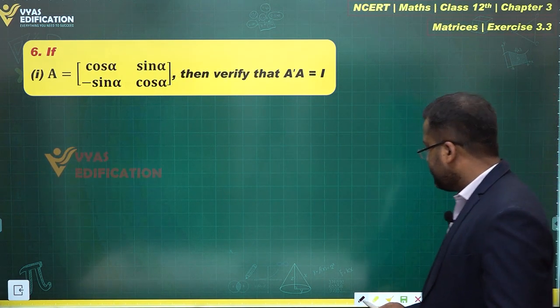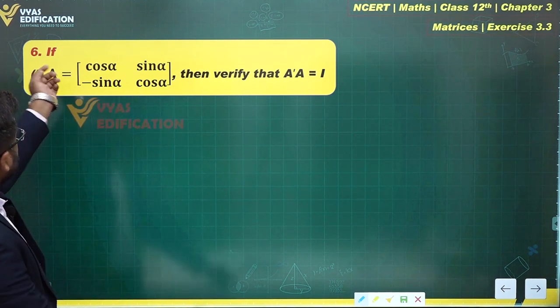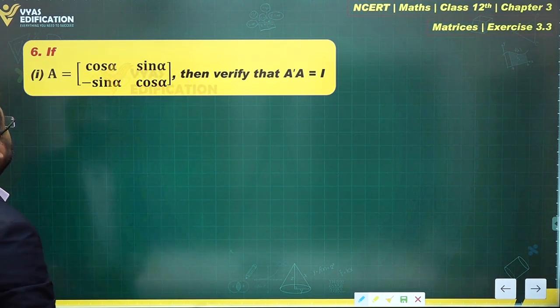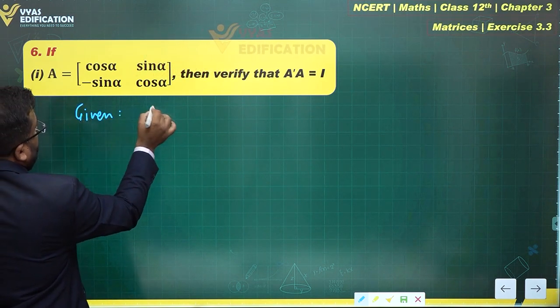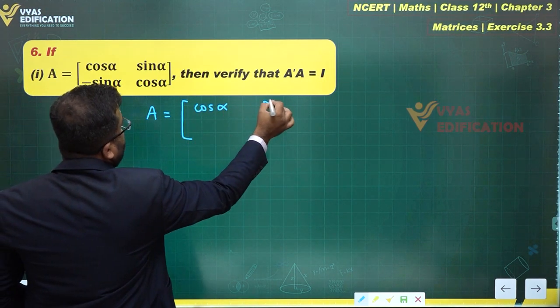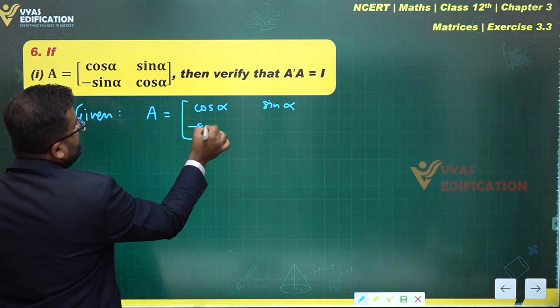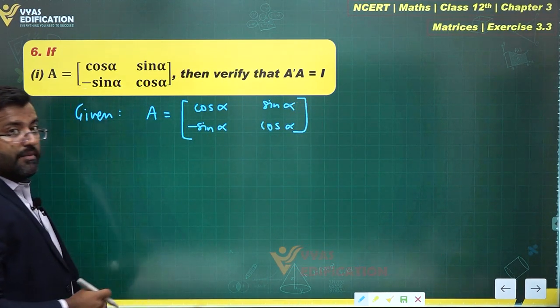Let's take a look at this matrix. This is question 6 and part first only. So matrix A given, A equals this matrix, which is cos alpha sin alpha minus sin alpha cos alpha. Given matrix A is this.